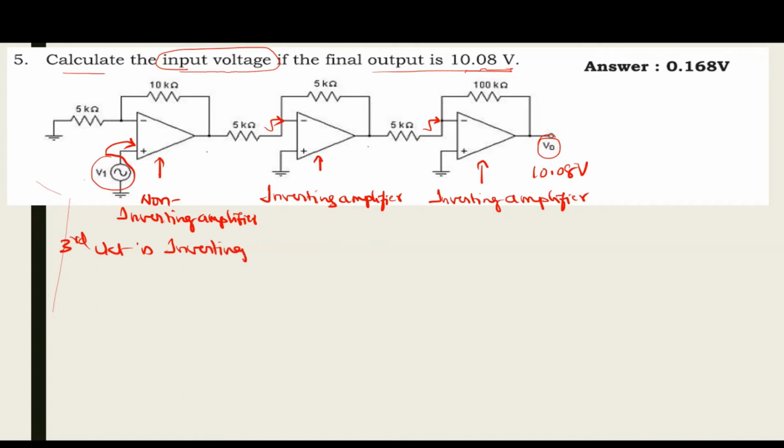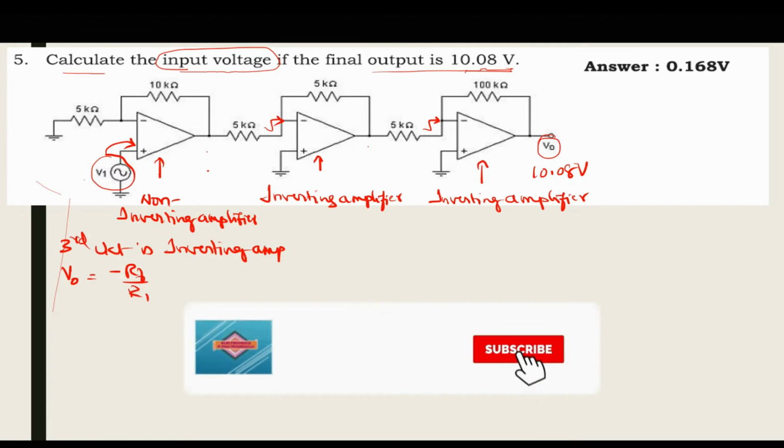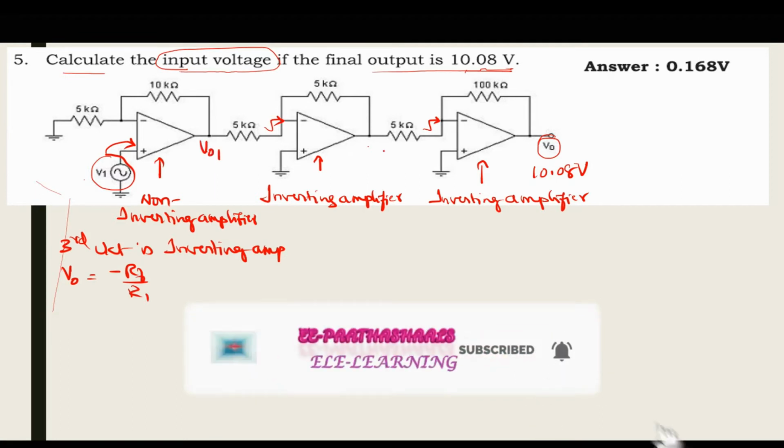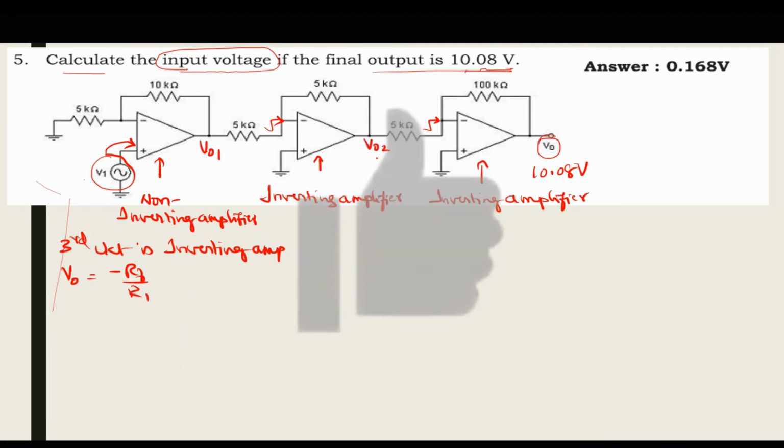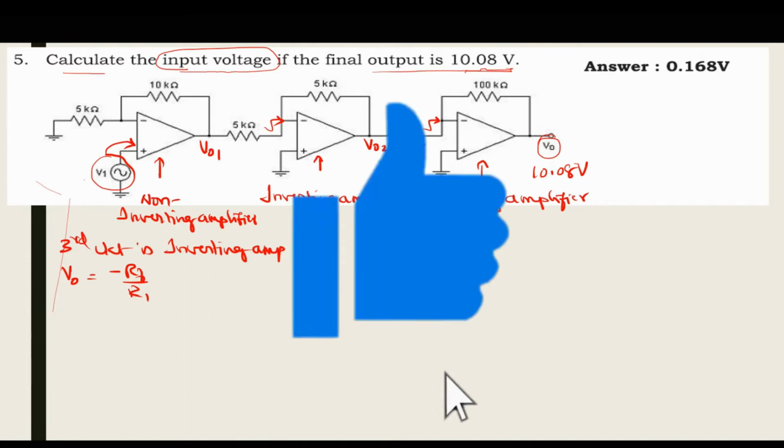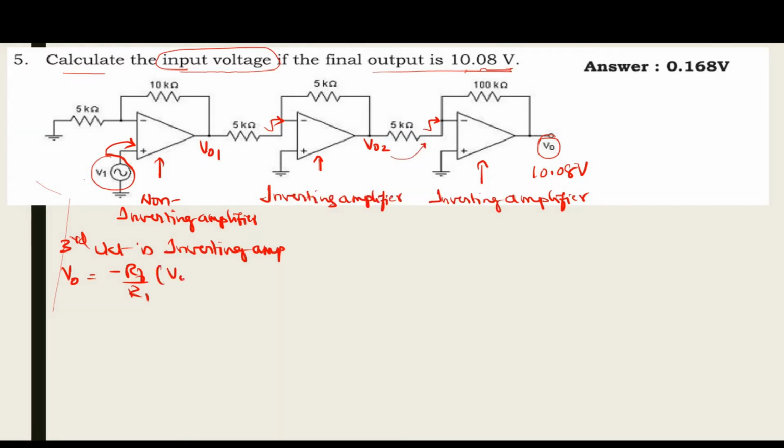You can write it down along with me, so that VO is equal to minus RF by R1. Let me write this as VO1 and VO2. This VO2 will form the input here, so I need to write VO2 here. But I don't know VO2. I know RF, I know R1, and VO I know, it is given. So VO2 I need to calculate.